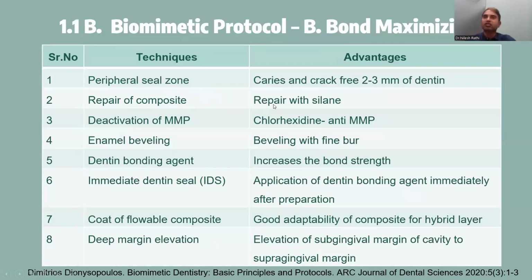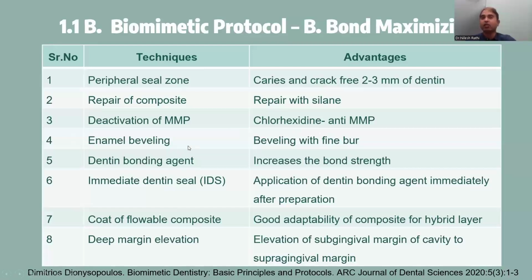If the restoration is fractured, it should not be removed completely. Rather, it should be repaired by adding a bonding agent or silane coupling agent over the existing restoration. All of us are aware that the activation of MMPs in the dentin causes destruction of the hybrid layer of the composite restoration. To increase the life of the composite restoration, we should use chlorhexidine, which has anti-MMP action, so that it can maintain the life of the hybrid layer.